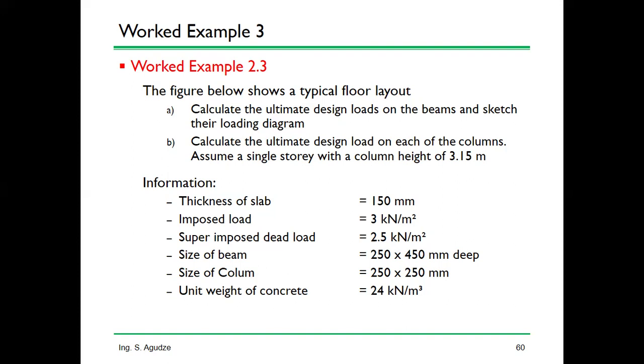What is the information? We say the slab thickness is 150. Imposed load, which you're supposed to have gotten from BS 6399, has been given as 3. Superimposed dead load, I believe you remember, 2.5. If you are looking at loads, look at the units. The unit matters. Meter square means area load. And then size of beam is 250 by 450. Size of column 250 by 250. Unit weight of concrete is 24, right?